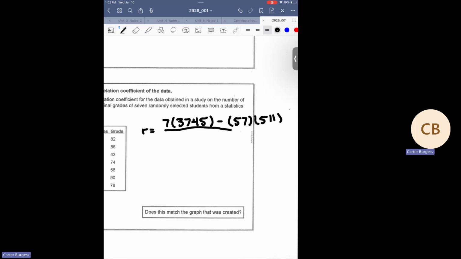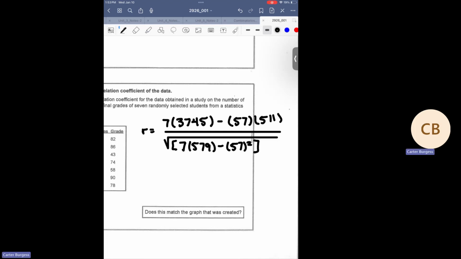Okay, on the denominator, we're taking a big square root. We already found the value of n. What is that value of n that we found? We said that was 7. What is the sum of all of our x's squared? 579. Okay, and we're subtracting from that the sum of our x's, and then we're squaring that. We already know what the sum of our x's was. That was 57. Yes. So 57 squared.